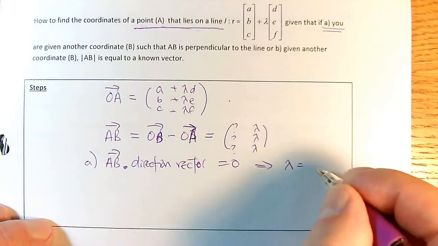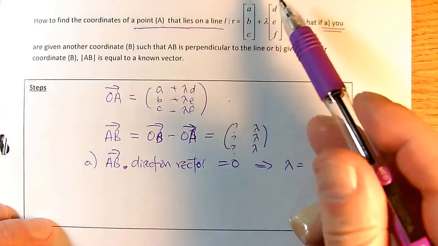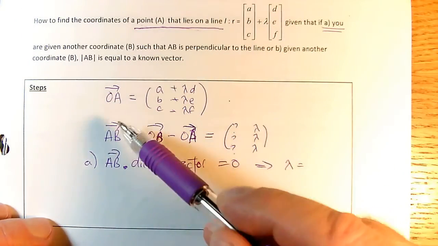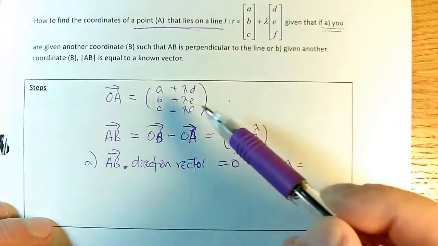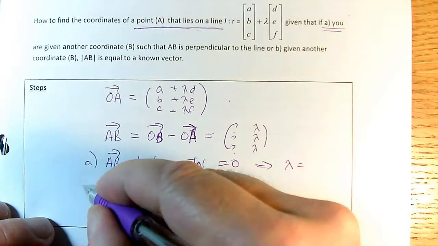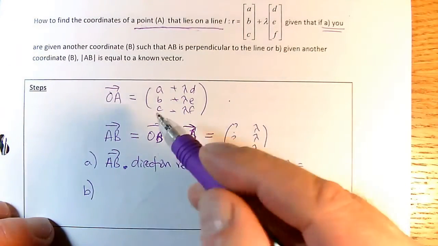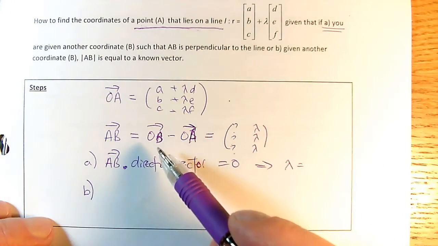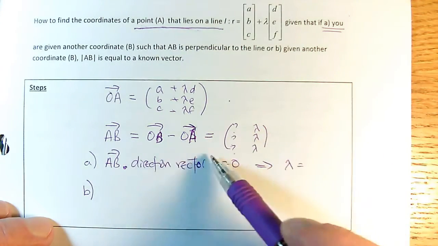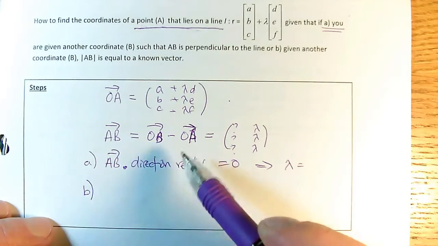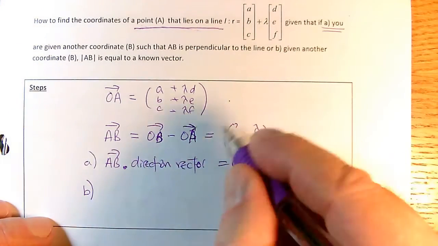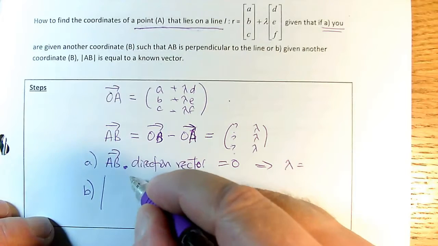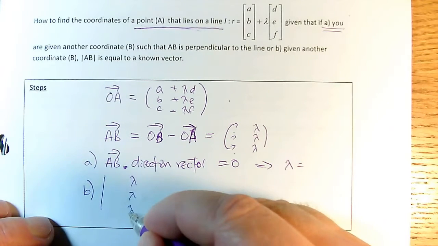And once I know what lambda is, I can plug it back into the equation of the line, and that gives me OA, so I know where A is. Okay, and then for part B, same process again. A is on the line, so OA is this, and AB, if I've got another point B, is worked out as OB minus OA. But now the modulus of this, so I'm going to do the modulus of this horrible vector with lambdas in and numbers in.